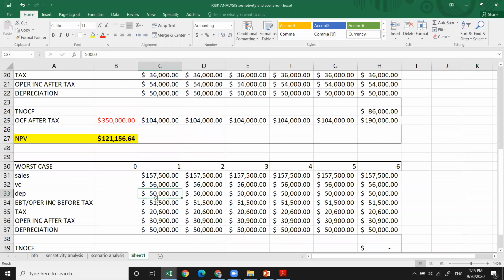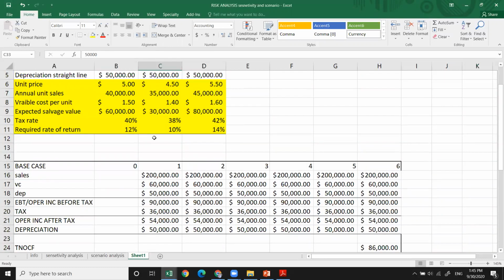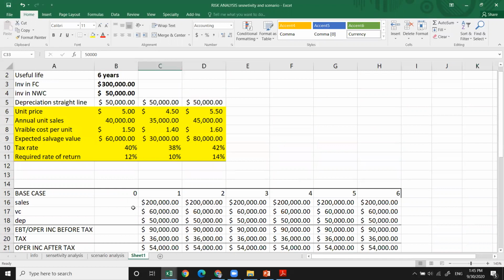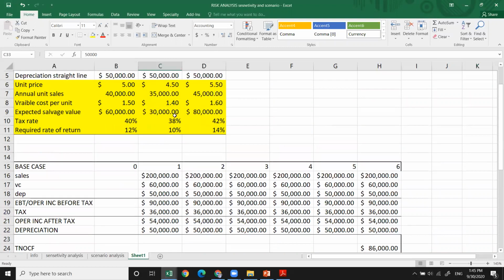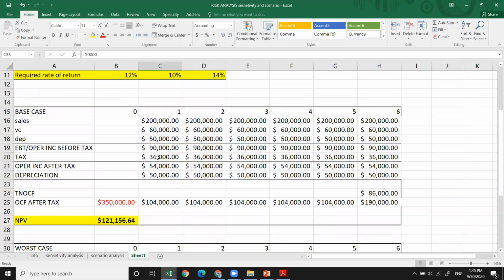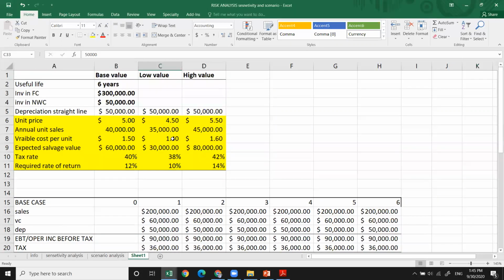Depreciation doesn't change, okay? Basically, in the worst scenario, we get the lowest profit and the highest cost. So depreciation doesn't change. What will be changed is the tax rate.